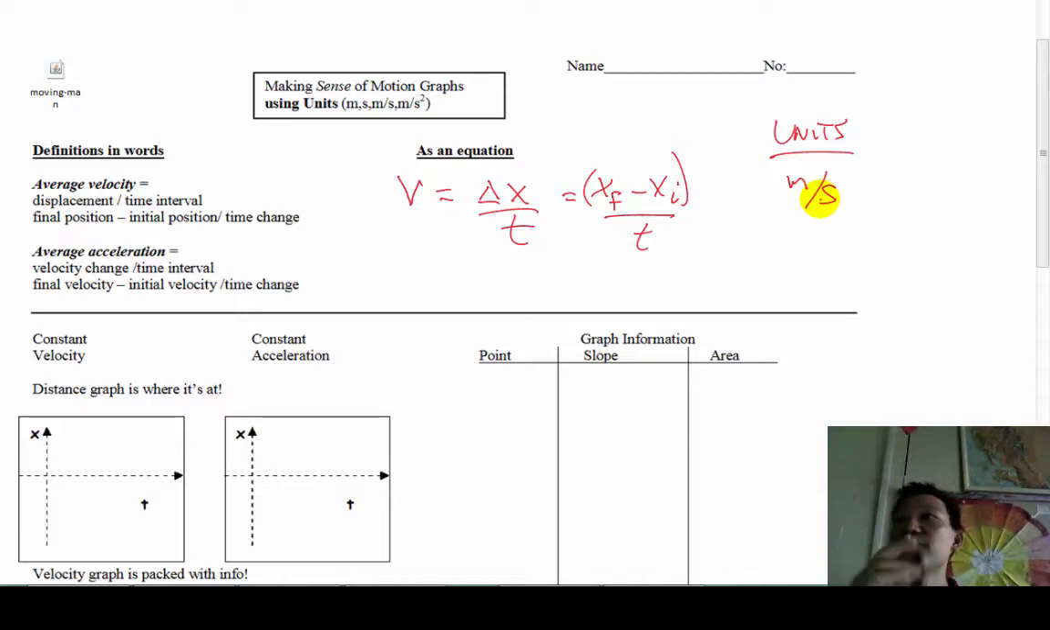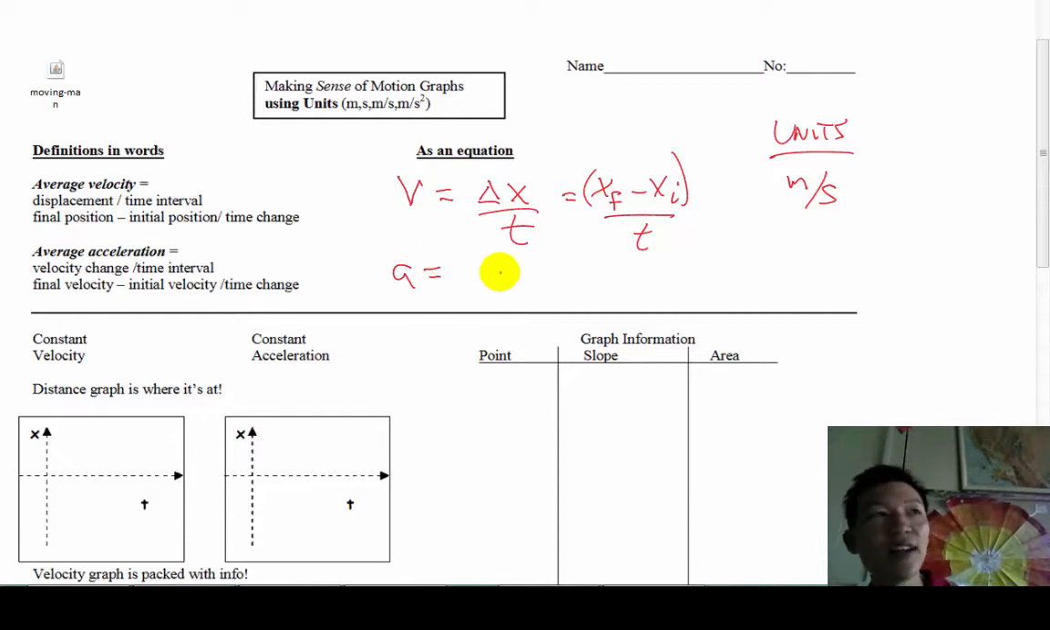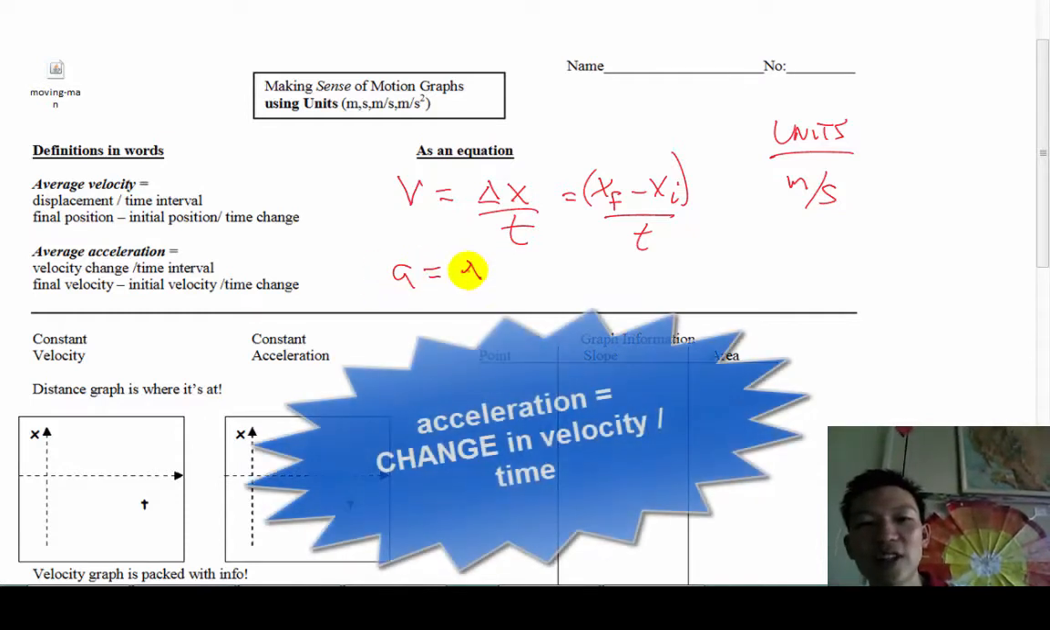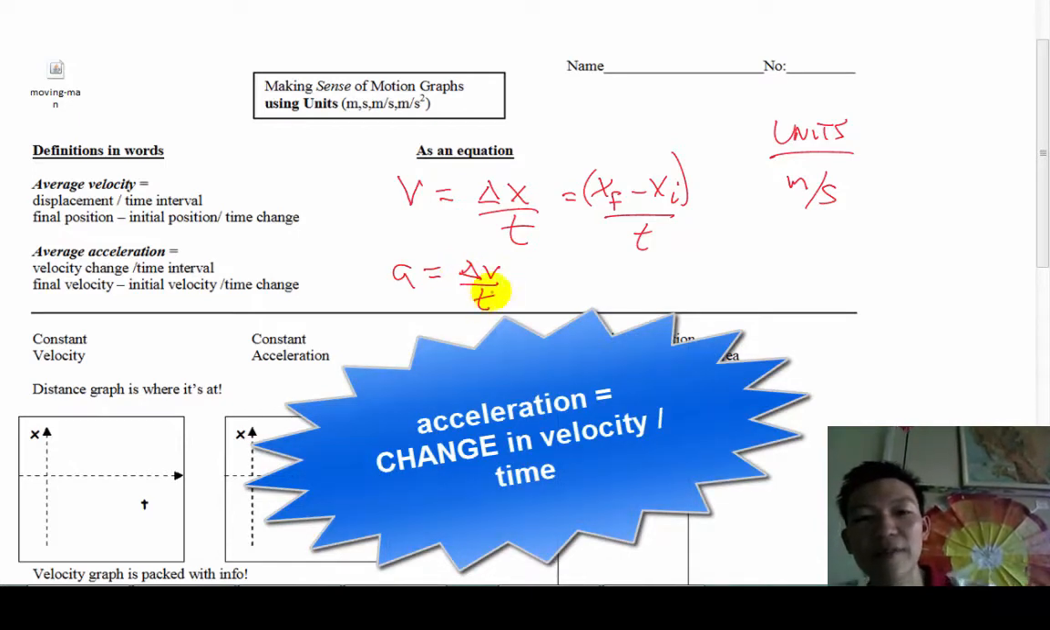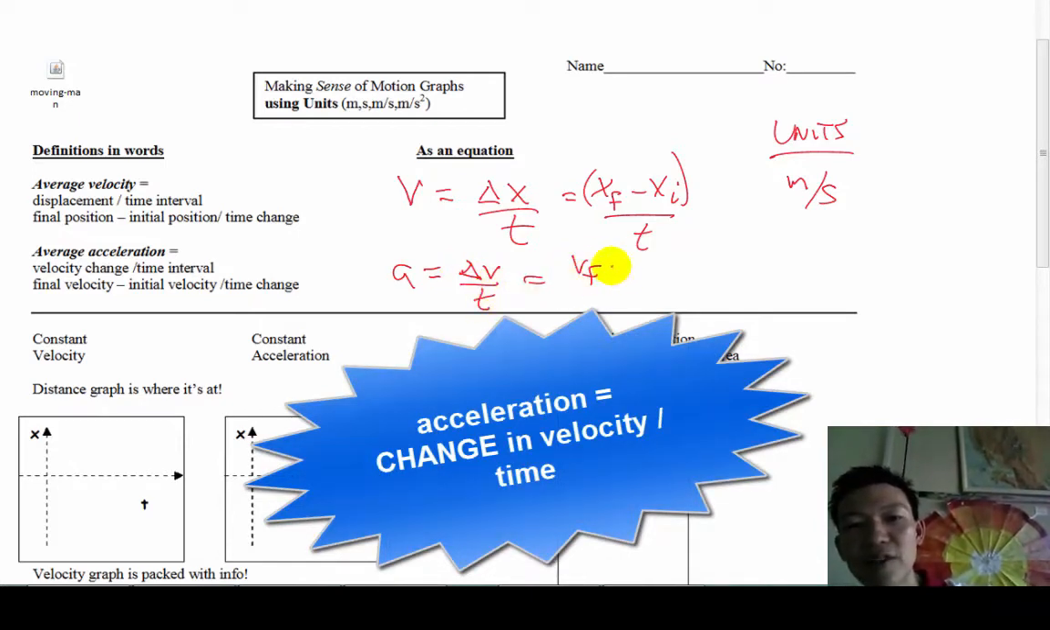Acceleration, that's a little bit trickier because it's the rate of change of a rate of change, right? It's how fast you're speeding up or slowing down. But in physics, we want to have a precise definition. So how would you define acceleration? Acceleration technically is not just speeding up and slowing down, it's your change in velocity with respect to time. You take your final speed, your final velocity, subtract your initial velocity.